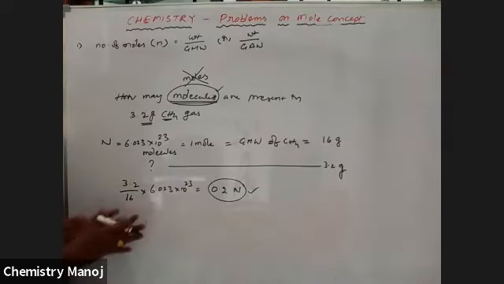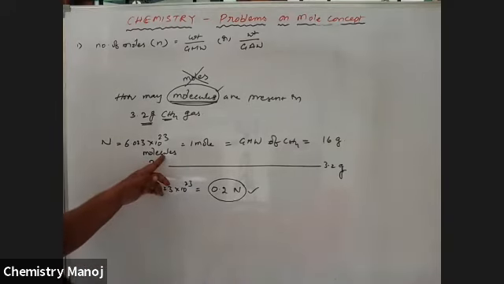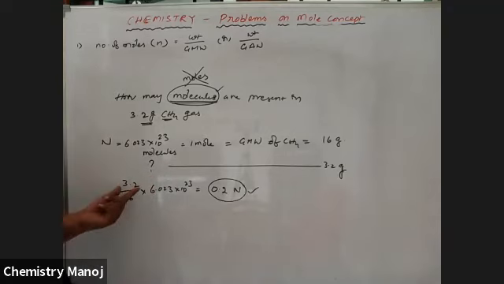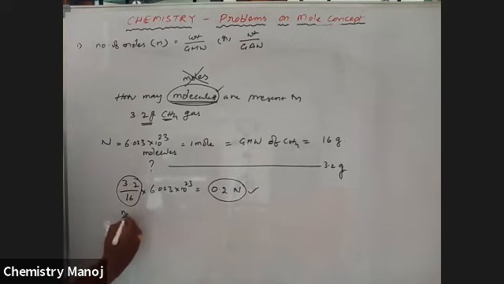Now, from this, I want to note a formula. How to calculate the number of molecules? Number of molecules is equal to given weight by its molecular weight into Avogadro number. Given weight by its molecular weight is nothing but the number of moles.